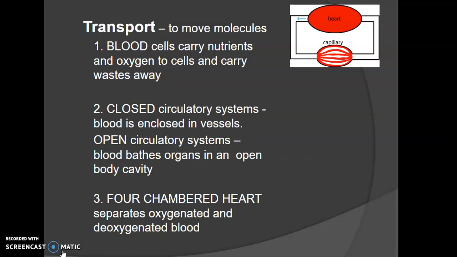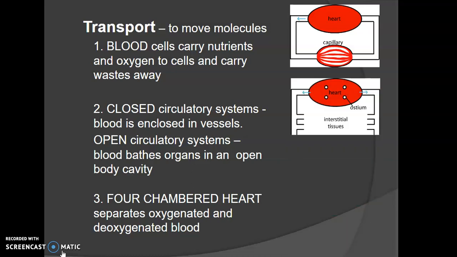Some animals have what is called a closed circulatory system, and that would include us, humans. A closed circulatory system is one in which the blood is enclosed in vessels like arteries and veins. On the other hand, an open circulatory system is shown in the second picture, and in this case there are no arteries or veins. Instead, the blood bathes the organs in an open body cavity, and that's how the nutrients and oxygen are delivered and the waste products are removed.